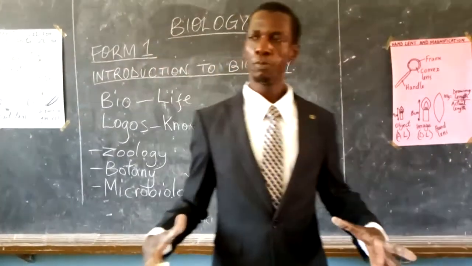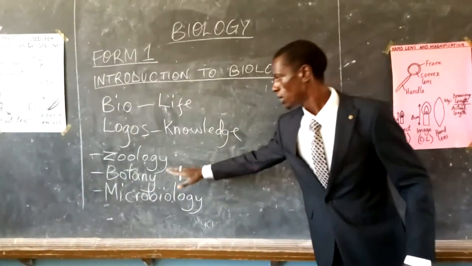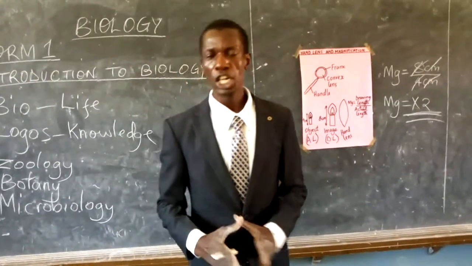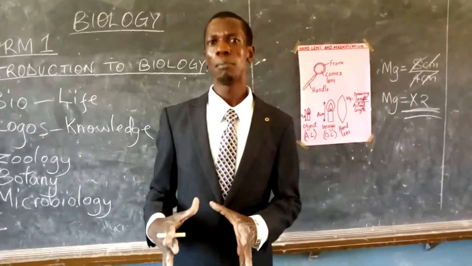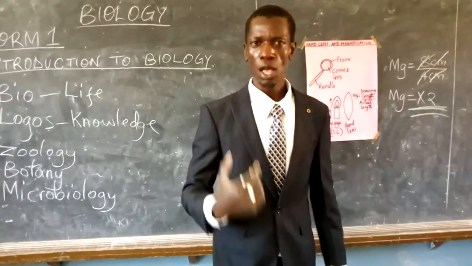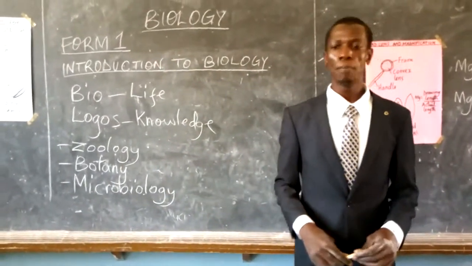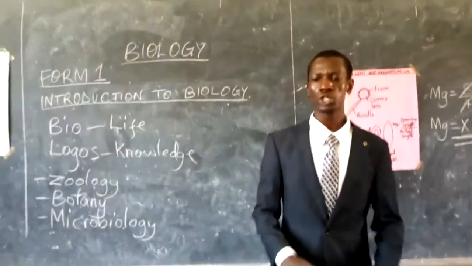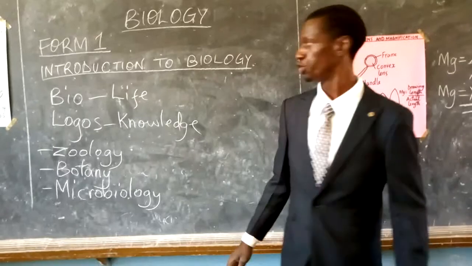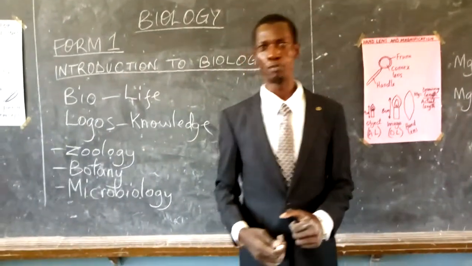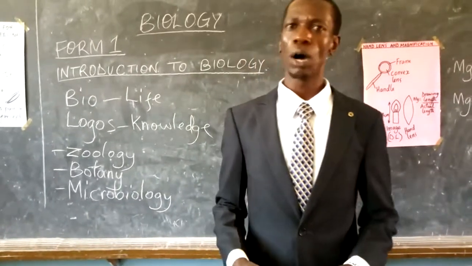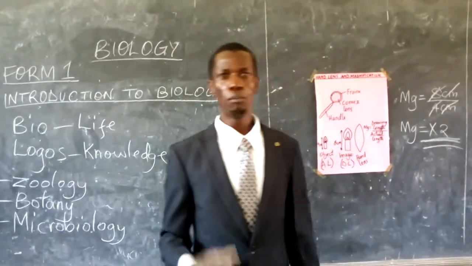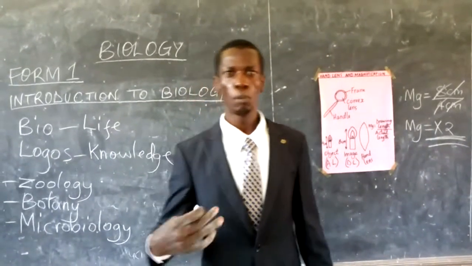Zoology refers to the branch of biology that deals with the study of animals, while botany refers to the branch that deals with the study of plants. And lastly, microbiology deals with the study of those small microscopic organisms which can't be seen by the naked eyes. There are other minor branches of biology which we are also going to look at, and the first one is parasitology. Parasitology refers to the study of parasites. There is also another one which is referred to as anatomy. This is the study of internal body structures, while morphology is the study of external body structures.